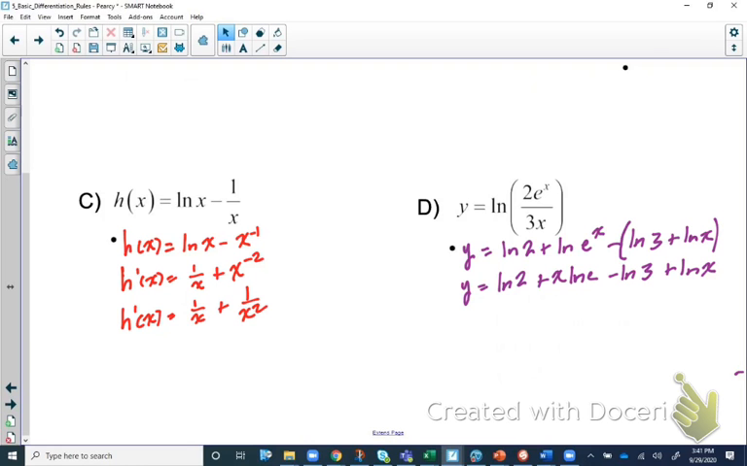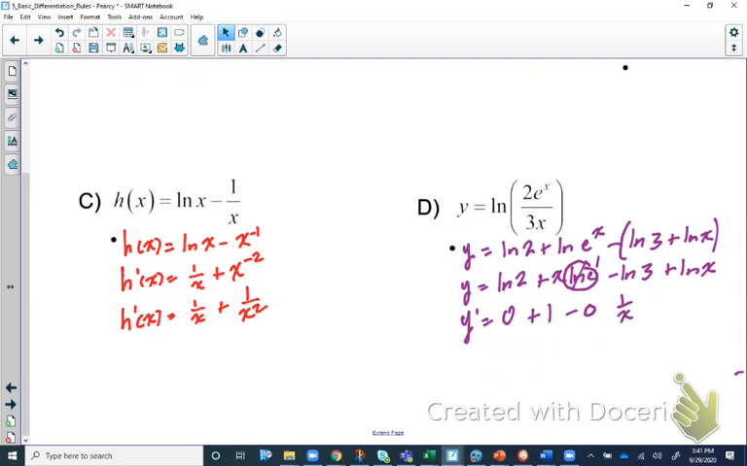Okay, so what do we have next? The natural log of 2, if I try to take the derivative of that, that's a constant, so the natural log of 2 is going to have a derivative of 0. So y prime, the derivative here is 0. Natural log of e simplifies to be a 1, so the derivative of the x is going to be a 1. The derivative of natural log of 3, again, that's a constant, so that's a 0. And the natural log of x is going to be 1 over x.